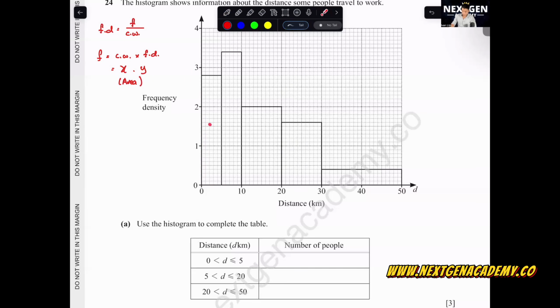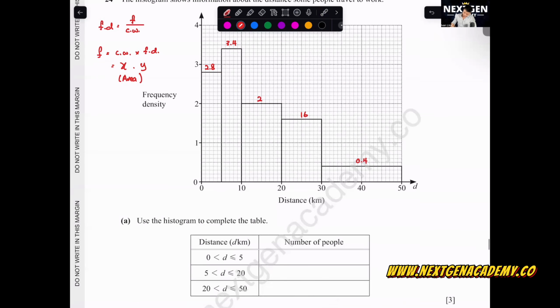Okay, so I want you all to do breakdown for every single one. My suggestion for you all also, write down the working somewhere, so you all can later check back. I will first write down the Y value over here first. So this will be 2.8, 3.4, 2, 1.6, and 0.4.